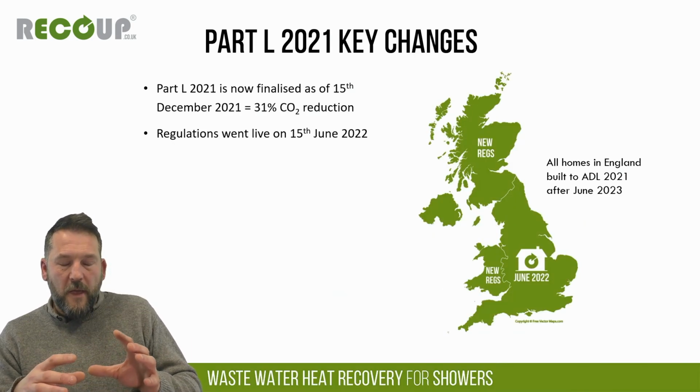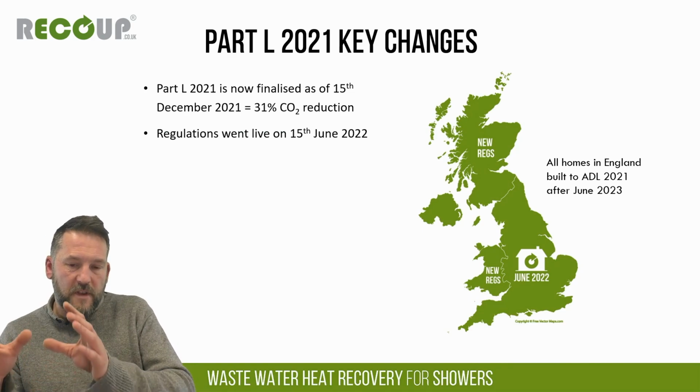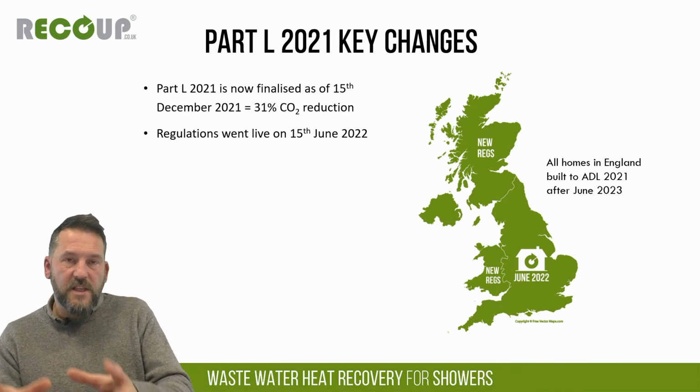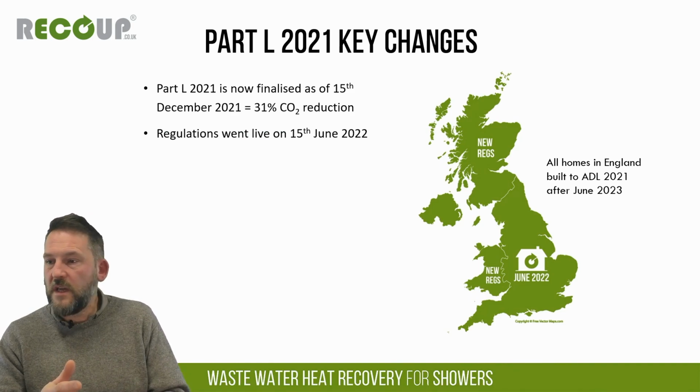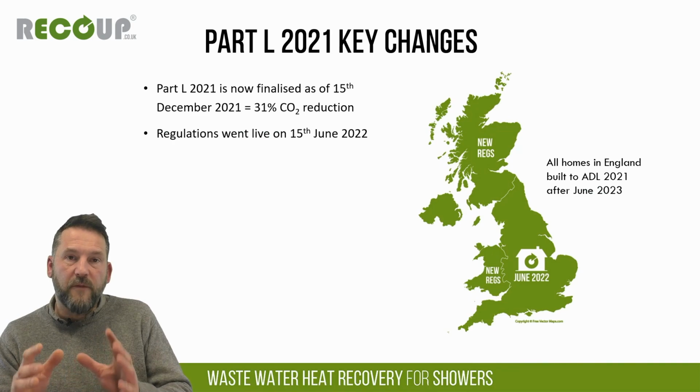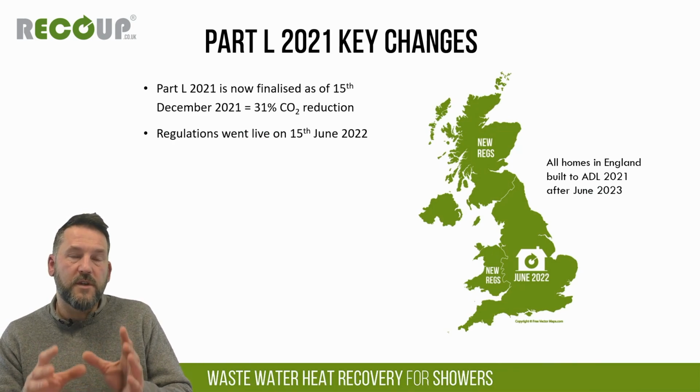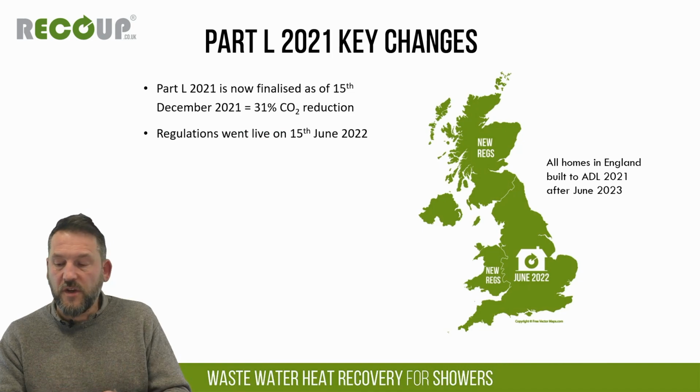So as I said, the Future Home Standard needs to go to all electric, but in the interim we have Part L 2021, which is the regulations where we are in transition at the moment. And that transition period finishes in June this year. So June 2023, 5 months now. And from that point, all new homes built in England will need to be built to Part L 2021 regulations.